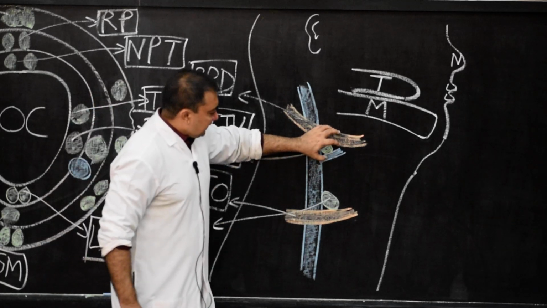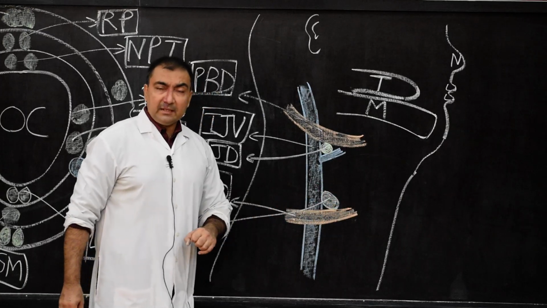So this is the upper group of deep cervical lymph nodes. This is the lower group of deep cervical lymph nodes.